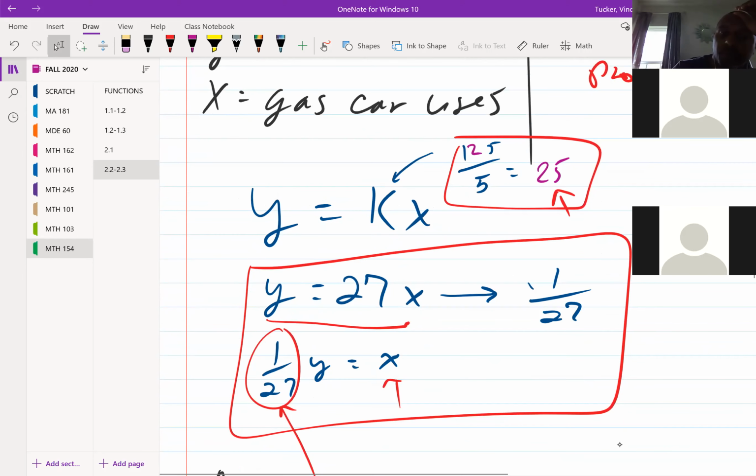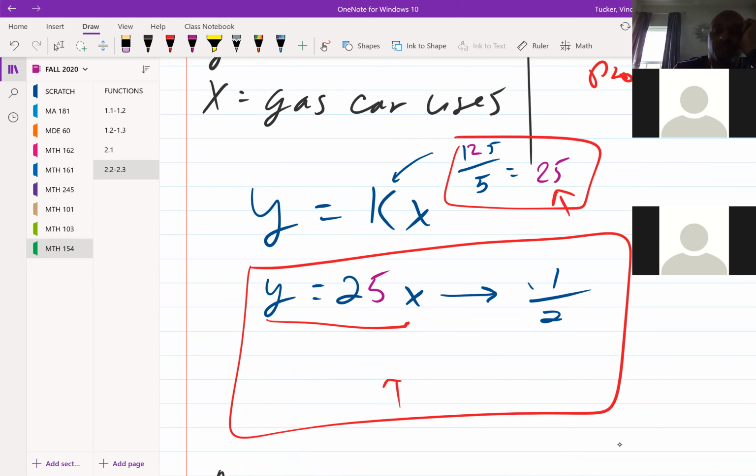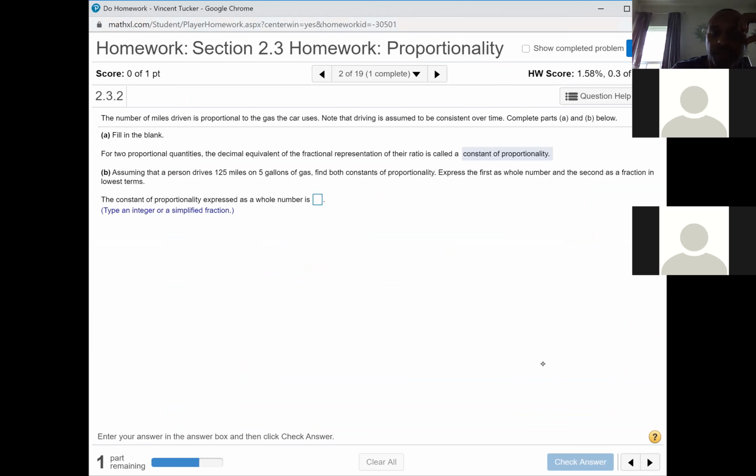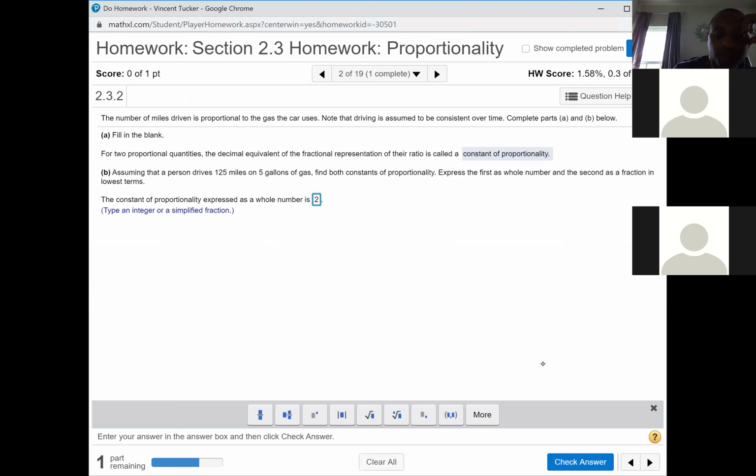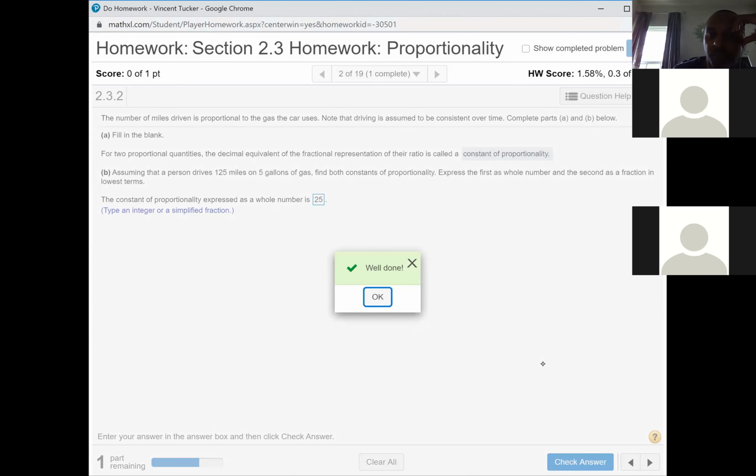And so, like I said, if we go back to the problem, when I go to set it up, I will put this 25 in for k. That will be y equal to 25x. So now, if I were to solve this for x, so the first answer, let's go back to your share screen. So 125 divided by 5 is 25. So that's the first answer they're looking for.